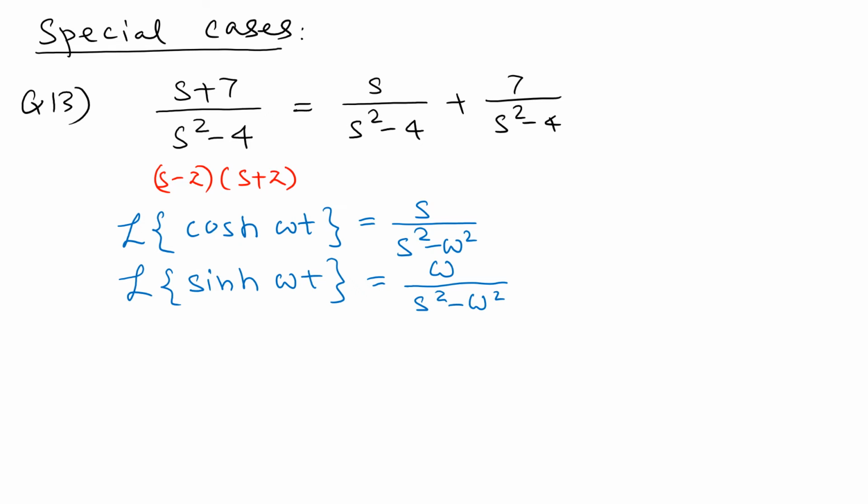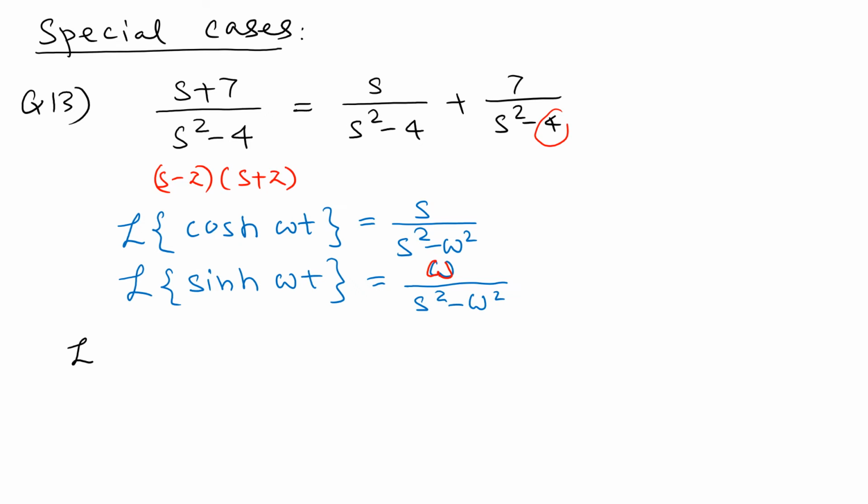We know these two results. The Laplace transform of hyperbolic cosine, cosh ωt, is equal to s/(s² − ω²), and the Laplace transform of sinh ωt is ω/(s² − ω²). So what we try to do is bring it to this form. The only thing we need to worry about is this special ω, the square root of this term, so we're going to recreate that.